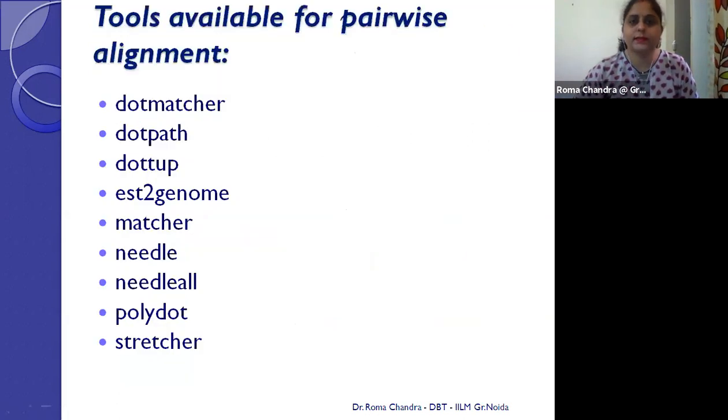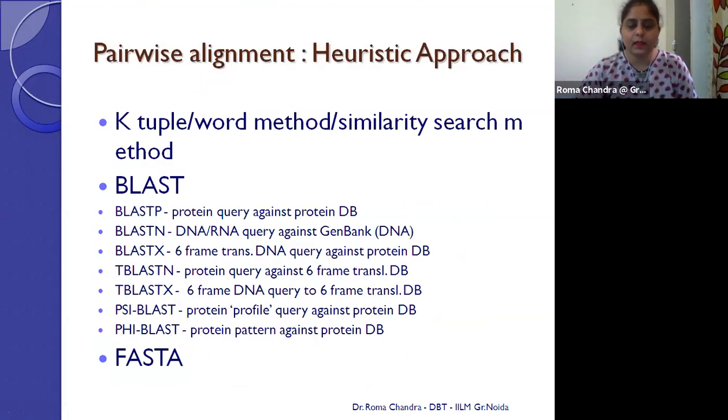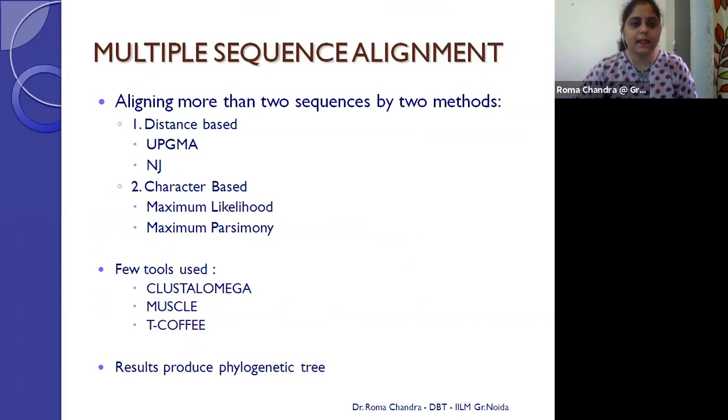You can go through these tools. These are the available tools for pairwise alignment: dotmatcher, dotpath, dottup, est2genome, matcher, needle, polydot, and stretcher. Okay, BLAST and FASTA are also there. And the BLAST and FASTA approaches, what are the different types? You'll go through all this in the next session, in the practical session. And regarding multiple sequence alignment, I'll talk about what the methods are under phylogenetic tree construction in my next session.